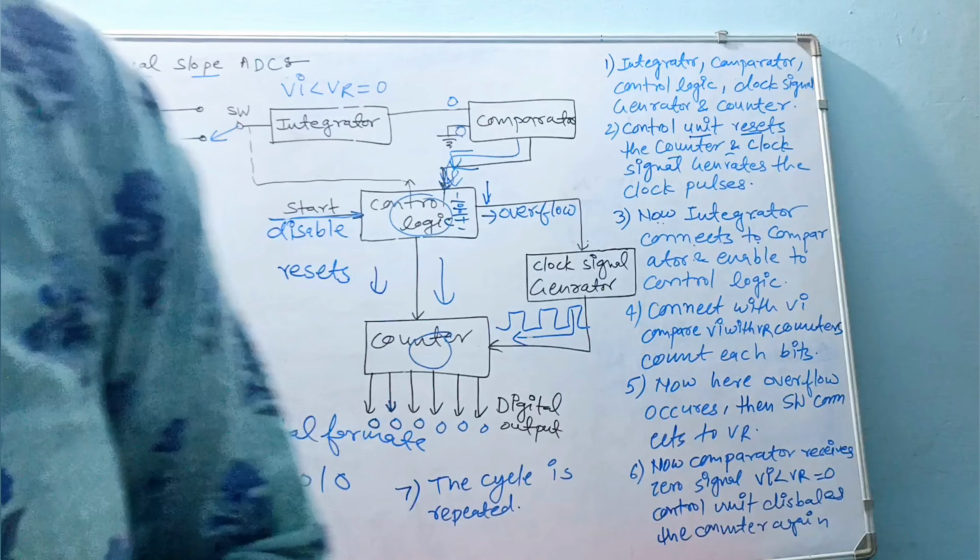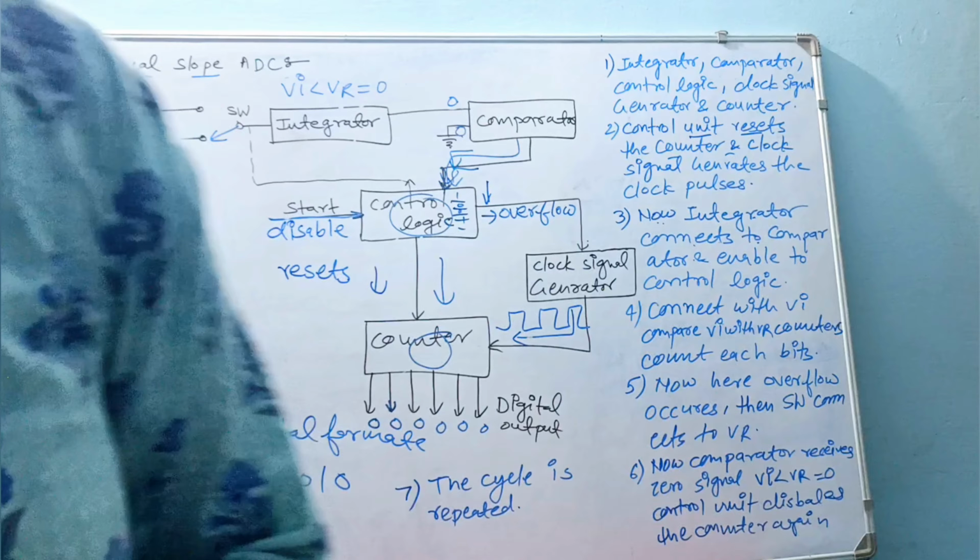one switch is there. Now the first operation starts from the control logic circuit. The control logic circuit first resets the counter, and the clock signal generator generates the clock pulses. Previous values are reset and the clock signal generator starts creating clock pulses. Now the third point is that the integrator connects to the comparator.